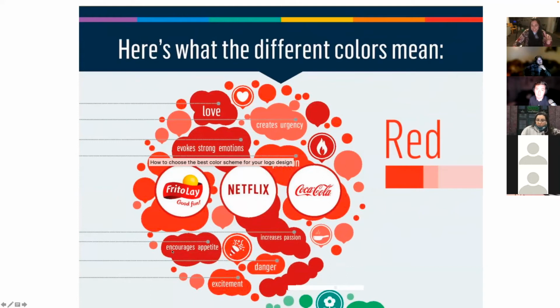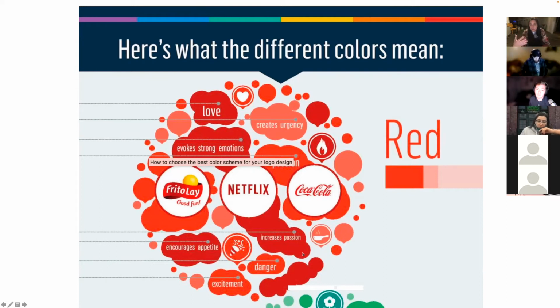Again, when you attach these meanings to it, these are all based on mostly American preferences. In other cultures and other places, certain colors can have completely different meanings as well. So you have to know your audience and how they're going to perceive that. We use red a lot. It says danger, excitement. So think of a stop sign.